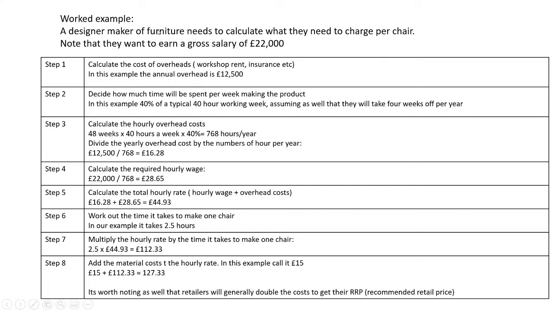A designer, maker of furniture needs to calculate what they need to charge per chair, so they know that they want to earn a gross salary of £22,000. That's before tax. There are 8 steps. First is to calculate the cost of overheads, so workshop rent, insurance, etc. In this example, we'll call that £12,500. Then step 2 is to decide how much time will be spent per week making the actual physical product. In this example, 40% of a typical 40-hour working week, assuming they take 4 weeks off per year, like a holiday in the summer or Christmas.